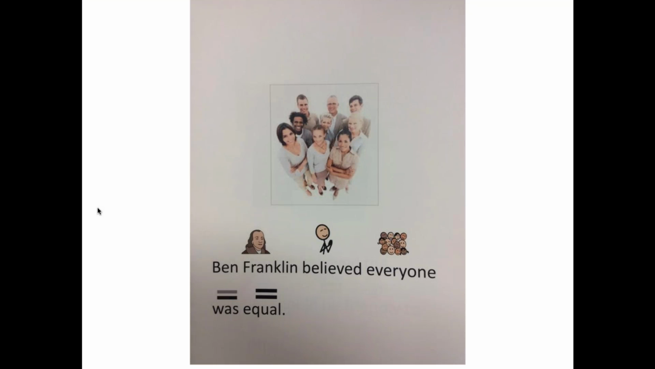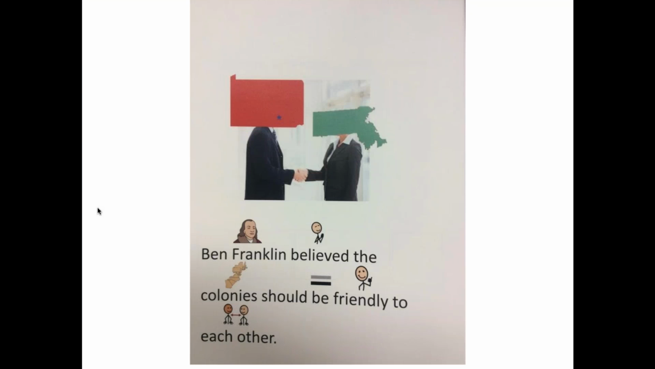As you go through, this was a very long book that had been developed for this student with all these different sentence-making pages. At the end, we learned that Ben Franklin believed everyone was equal, that Ben Franklin believed the colonies should be friendly to each other. So this teacher had really worked hard to use accessible language, terminology that she knew her student understood very easily so that he could be part of it, and she had developed these pages.